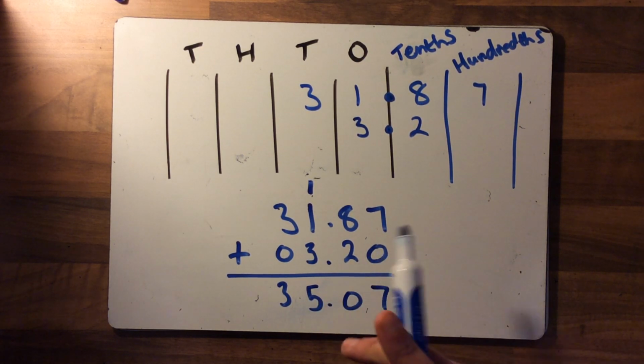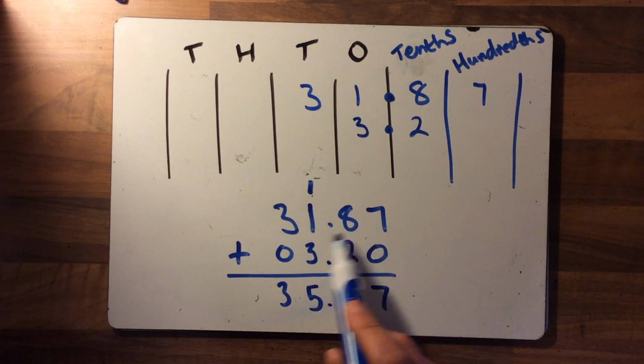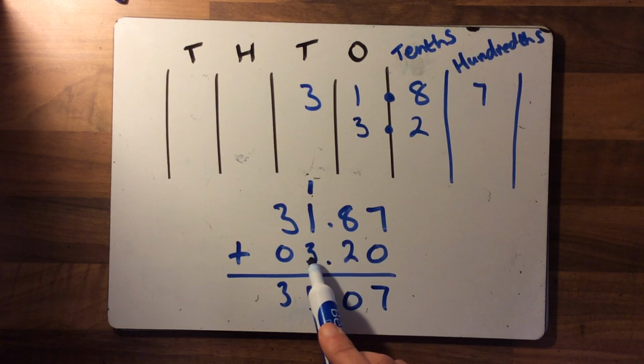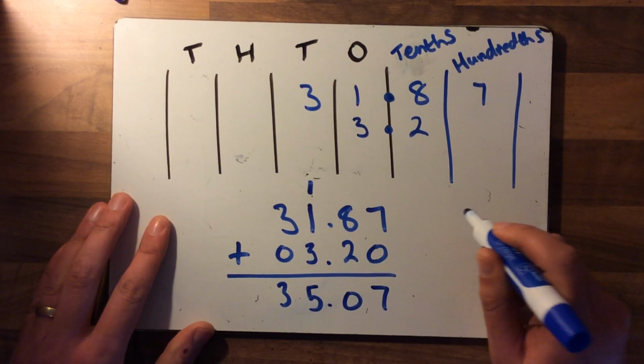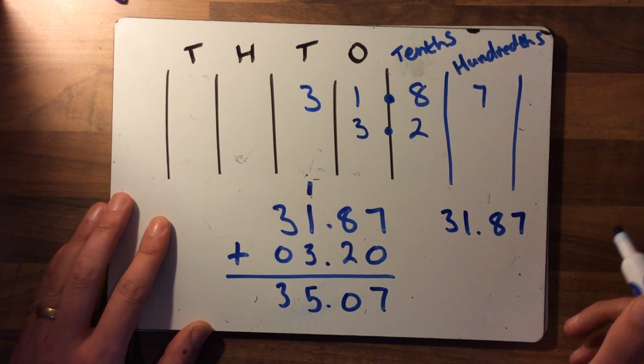Okay, because we've added these all up, haven't we? This number here, 31.87, is very close to 32, isn't it? 32 add 3 is 35. So you see our answer looks sensible, doesn't it? 35.07. So it's absolutely crucial you do that. Now, I'm just going to show you what would have happened if I didn't line up those decimal points.